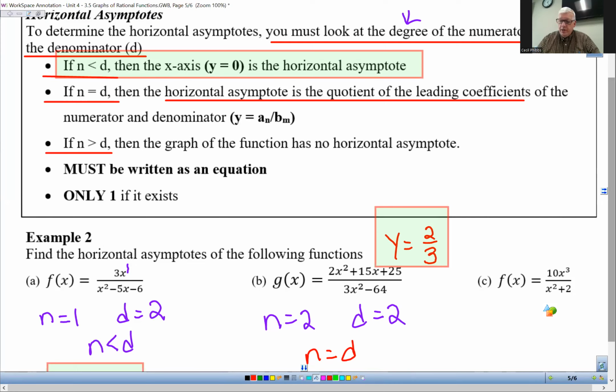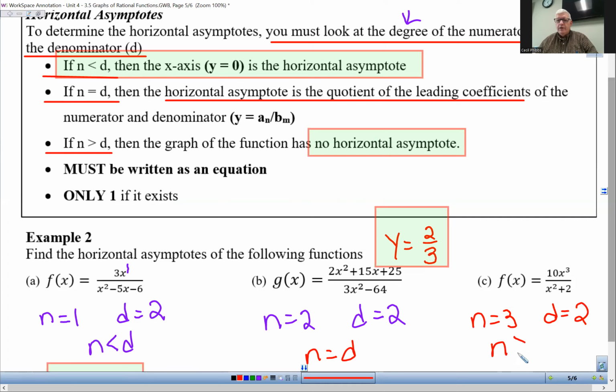Now, the last one is when there is no asymptote. So if the numerator degree is greater than the denominator, then there will not be one. So you can see in our last example here, our numerator is 3. Our denominator is 2. So the numerator is greater than the denominator. So there is no horizontal asymptote.